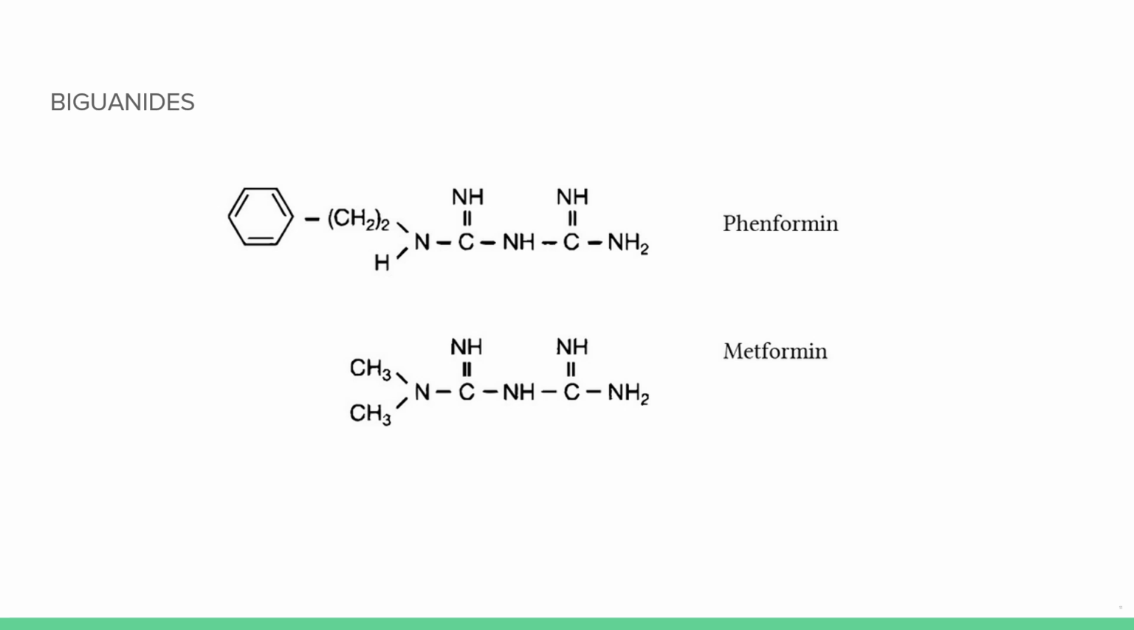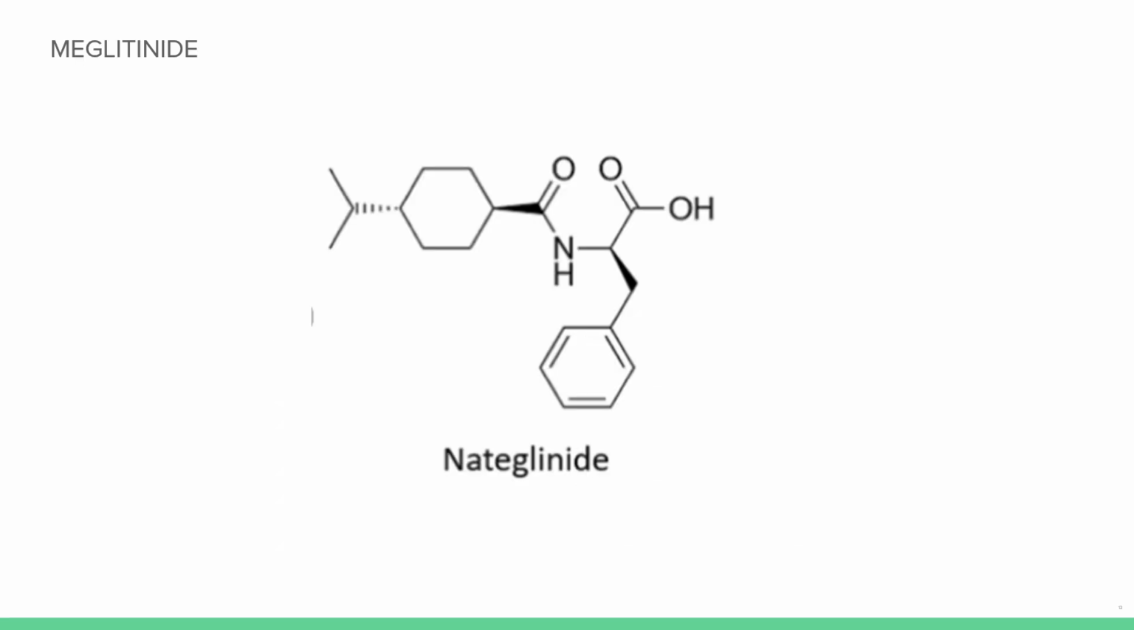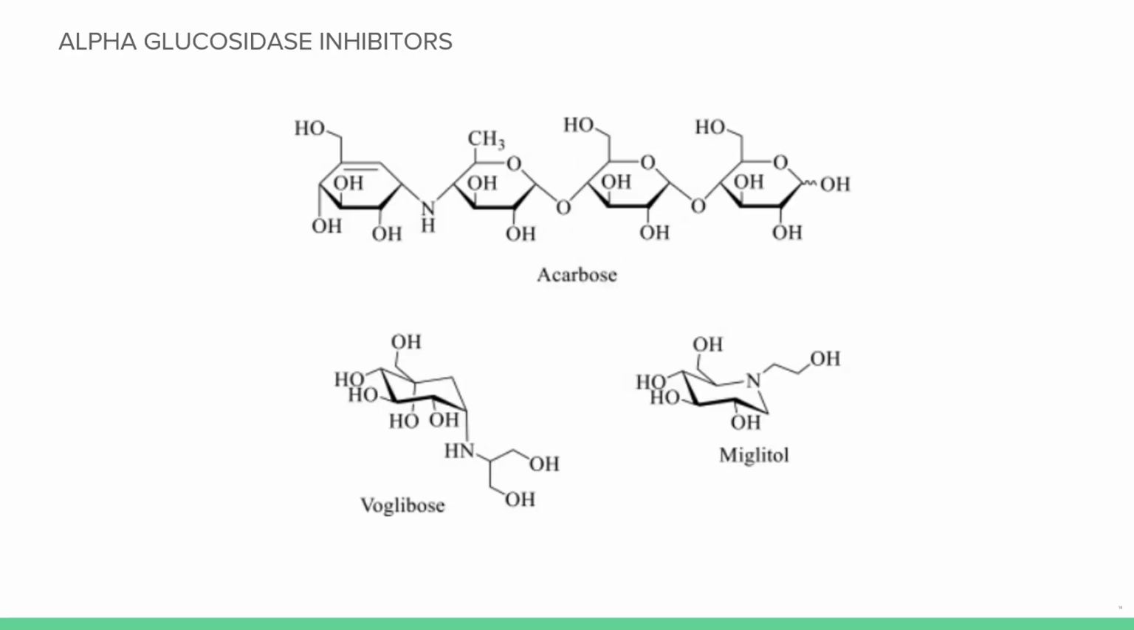Then next one is biguanides. In the case of biguanides, you can see guanidine residue along with the drugs like phenformin, metformin, etc. Then thiazolidine derivatives, you can see how it varies with the R substitution, pioglitazone and rosiglitazone. Then this is the meglitinide, example nateglinide structure.